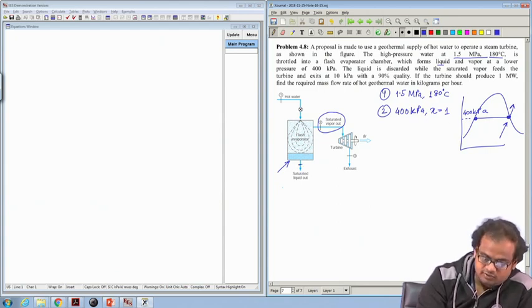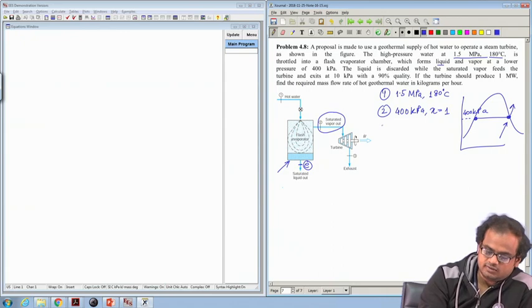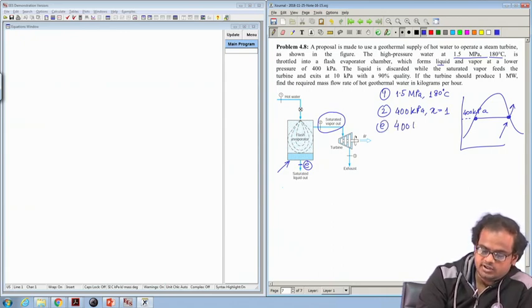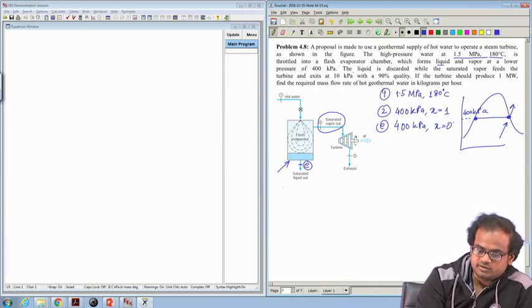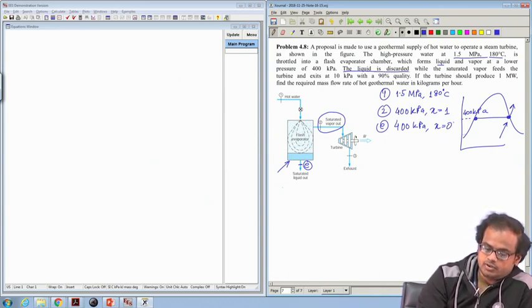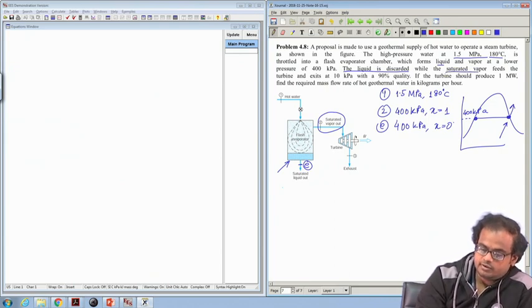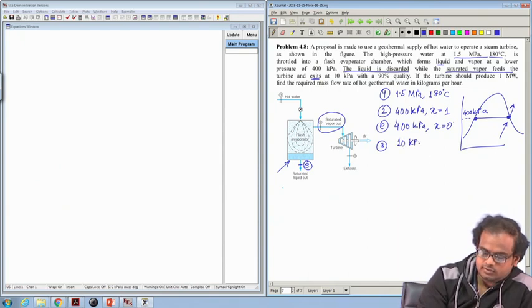Okay, so let's call this state E. So that is the exit state. So exit state is 400 kPa, x equal to 0. The liquid is discarded. Okay, this liquid is discarded, while the saturated vapor feeds the turbine and exits. So the exit of the turbine, state 3, is at 10 kilopascal and x equal to 0.9.